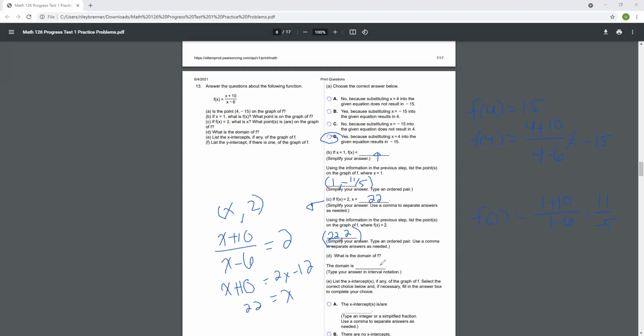And then we've talked about this, the domain. This is a rational function, so the domain has to do with the bottom of the fraction. I would not be able to plug in 6, because if I plugged in 6, I would get a 0 on the bottom of the fraction. I'm going to go ahead and clear this. I'm just going to talk about the next two parts, which are list the x-intercepts, if any, and list the y-intercepts, if any.